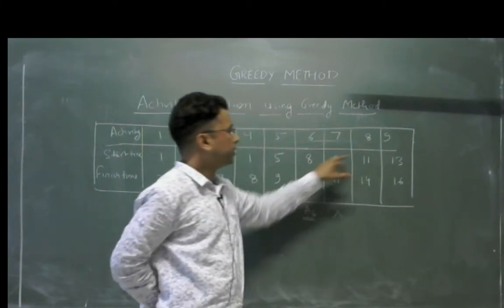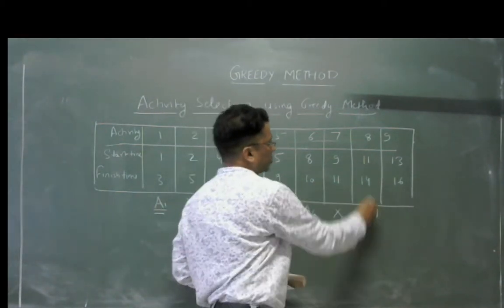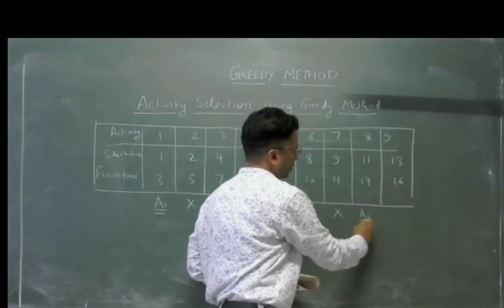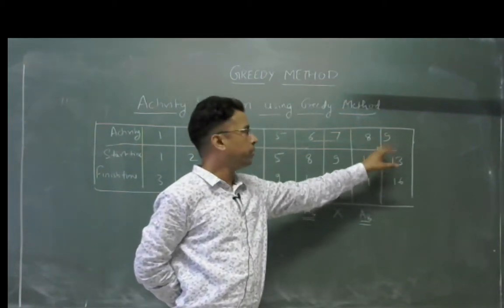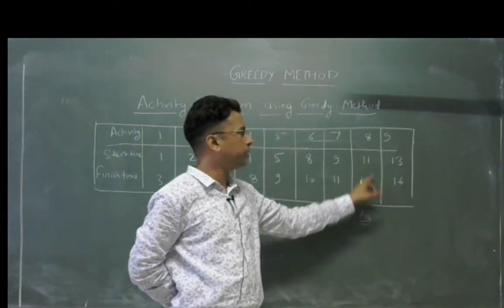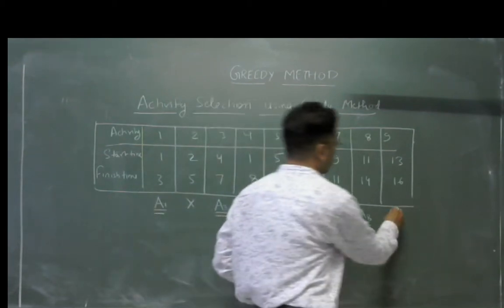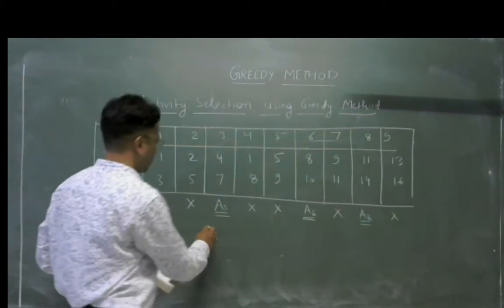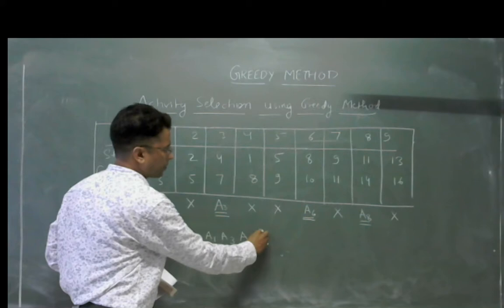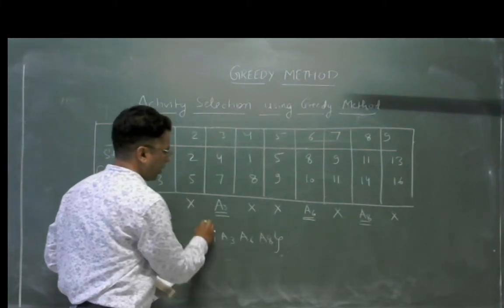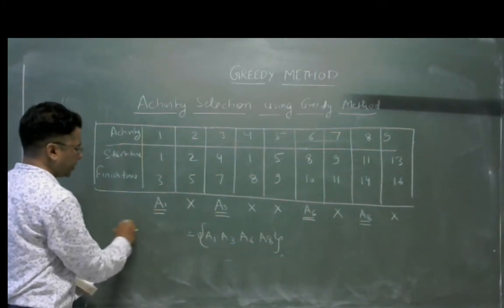The next activity which comes first is A8, because it starts after 10. So the next activity will be chosen as A8. Okay, and the next activity A9 will be discarded because it starts in between the running time of activity 8. So this will also be discarded. So the optimal set would be A1, A3, A6, A8, right? So this is the optimal set of activities.